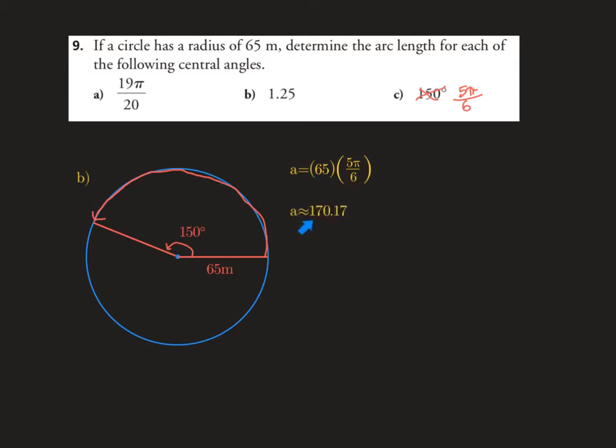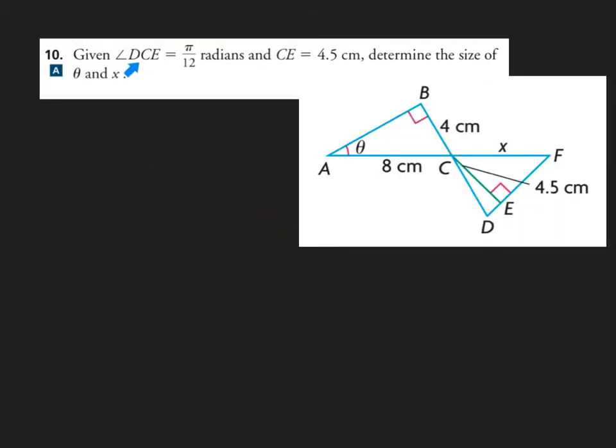And so A is approximately 170.17 meters. Let's check to see if that makes sense. If this is 65 meters, then this length is about the same at about 57 degrees. Another 57 degrees would give you 130, and it's a little bit more than that. Yeah, 170 seems reasonable.